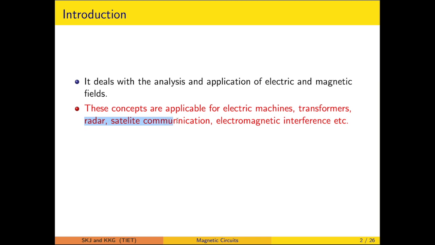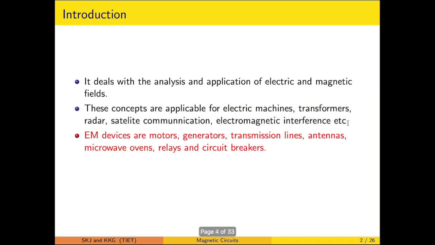application in the radar communication, satellite communication, electromagnetic interference as well. Various devices such as the circuit breaker, relays, microwave ovens, etc., they are utilizing the concept of the magnetic circuits. So microwave oven is the appliance which we can easily recognize in our household.